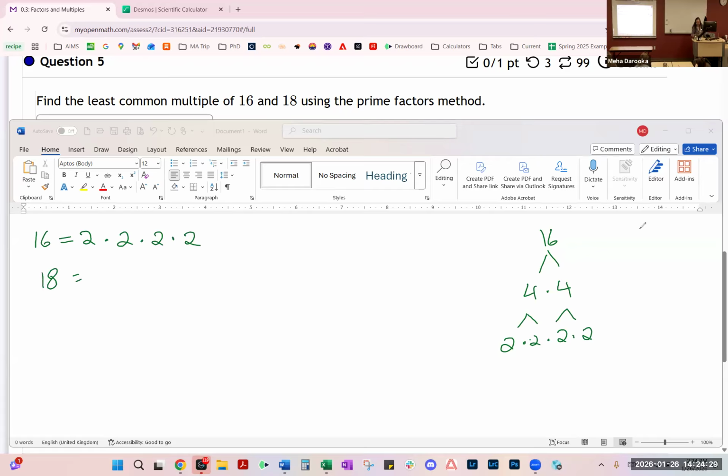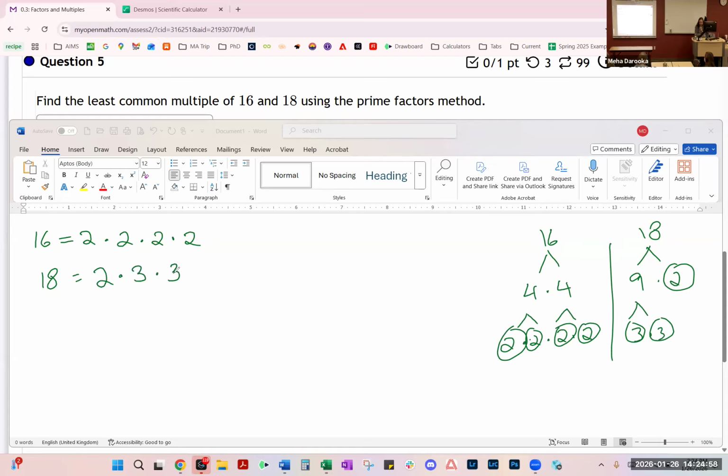What can we break 18 down into? What combination would we start with? 9 and 2. Okay, 9 and 2. So of course, 2 is your prime number. Break the 9 down into 3 times 3. And 18 will break down into 2 times 3 times 3.